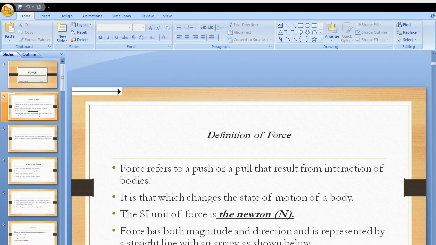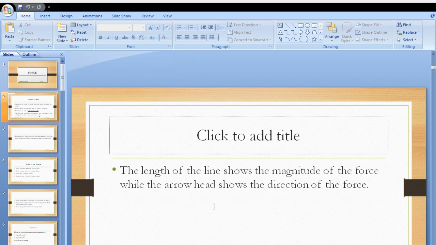Force is a vector quantity, therefore it has both magnitude and direction, and is represented by a straight line with an arrow as shown. You can see this arrow. There is that part of the line and the part of the arrow. So the length of the line shows the magnitude of the force, while the arrowhead shows the direction of the force.